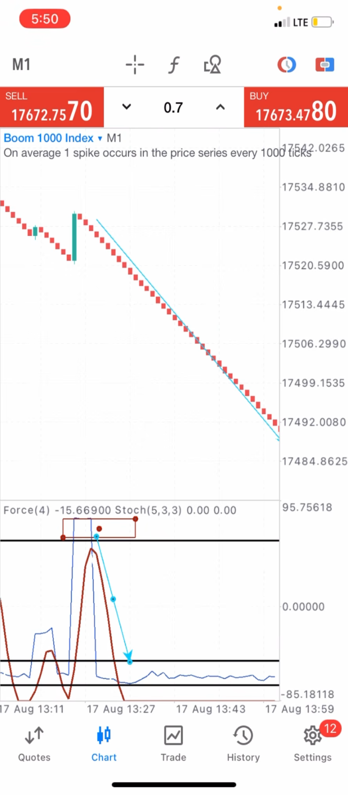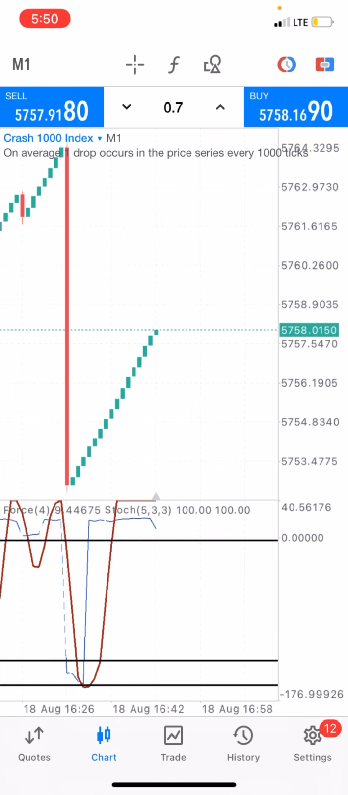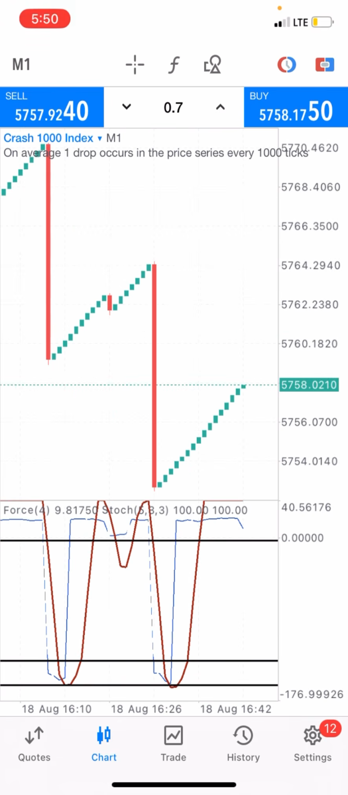Now, how do you make money catching spikes still using the same strategy? I think I should just make another video on that. But let's go to the crash market and show you guys how it works for the crash market.